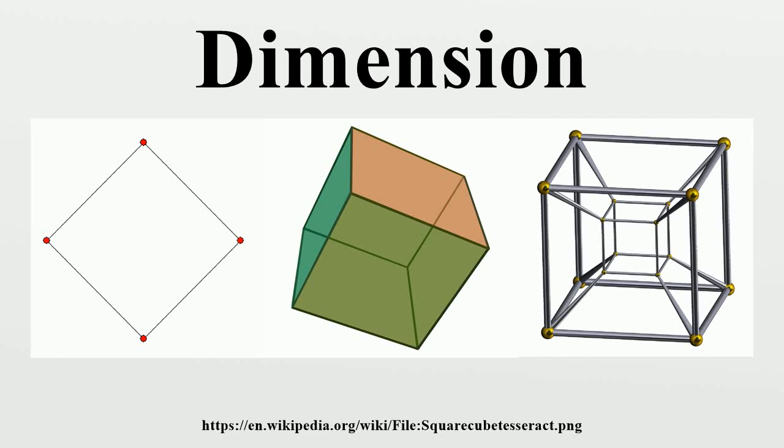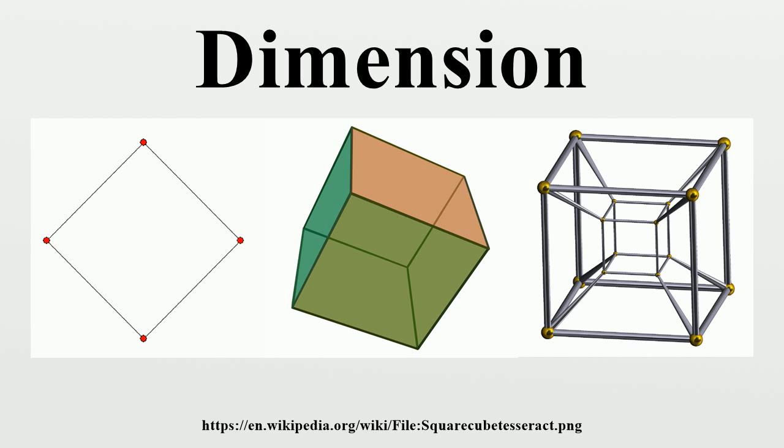In physics and mathematics, the dimension of a mathematical space is informally defined as the minimum number of coordinates needed to specify any point within it. Thus a line has a dimension of 1 because only one coordinate is needed to specify a point on it, for example, the point at 5 on a number line.